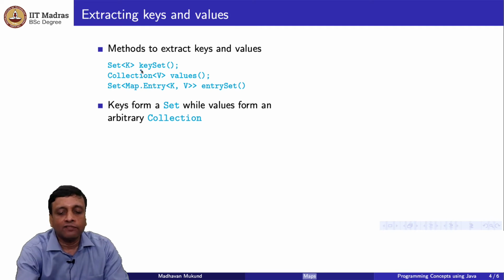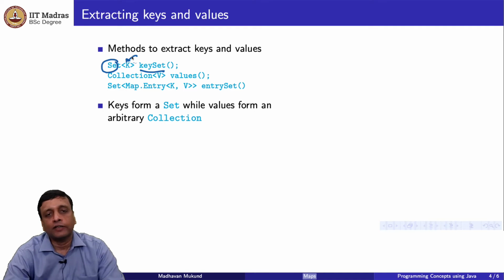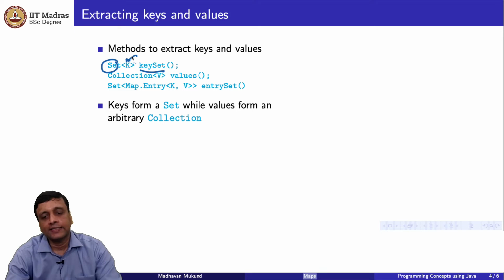So therefore, the return value of keySet is a set, and it's a generic set of type K, where K is the key type of the corresponding map. So if I have a map with key type K and value type V, the keySet function will return back a set of type K. Set in the sense of set in the collection interface. So it will have all the functionality associated with the set that we already saw in the collection interface.